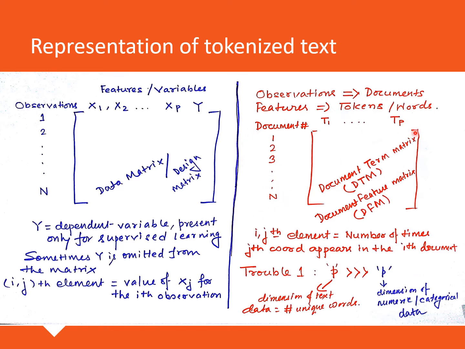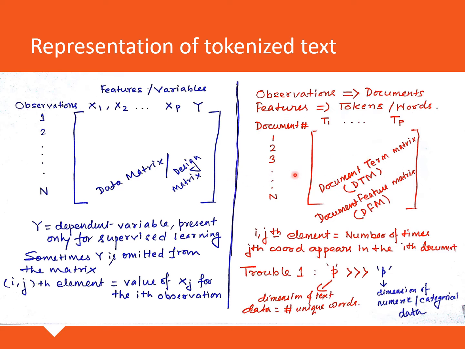So there are a total of p unique words. If I look at the ijth element, it basically means how many times the jth word, which is one particular word in the entire collection of data, actually appears in the ith row.